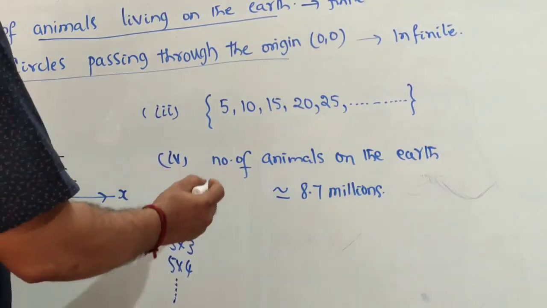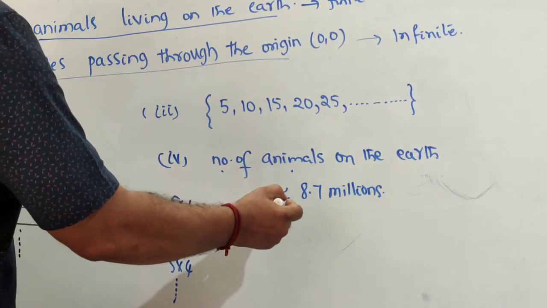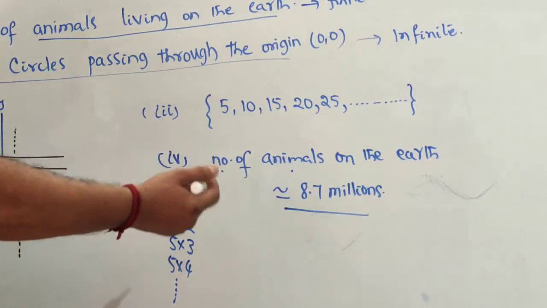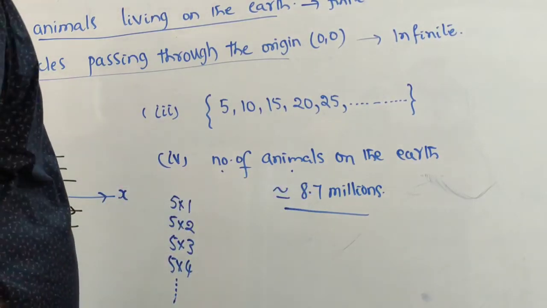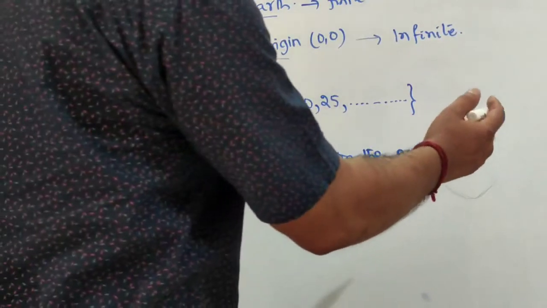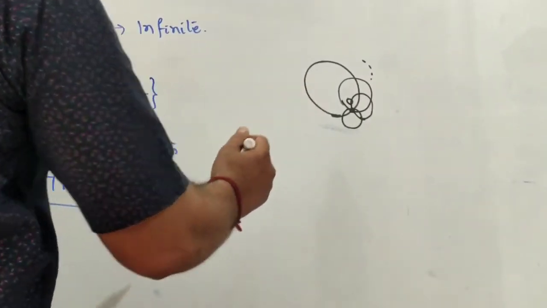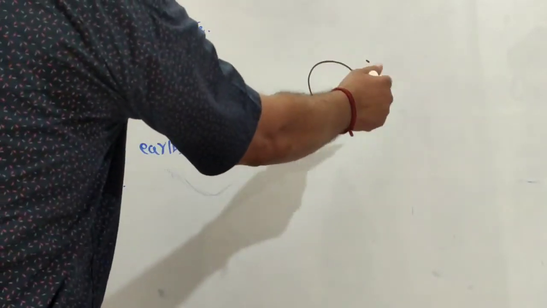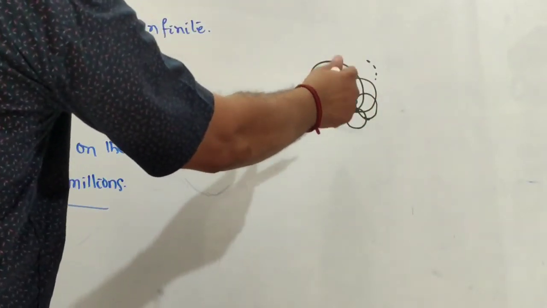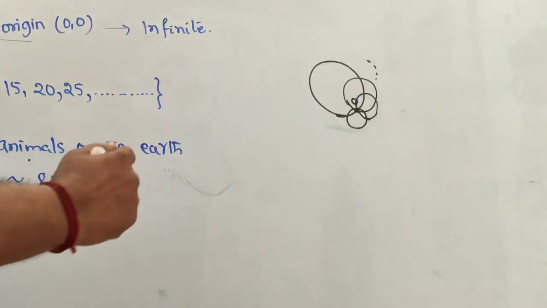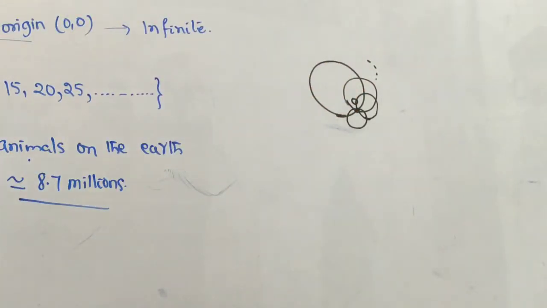Okay, next. Number of animals is some approximation value. I obtained this value from Google. You can also refer to it. Okay, next geometrical question. How many circles can be drawn which pass through the origin? Infinite circles are there which pass through the origin. So passing through origin we can draw infinitely many. It is a geometrical question, hence the problem.